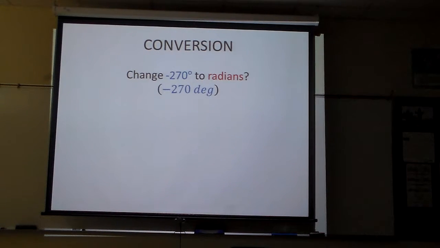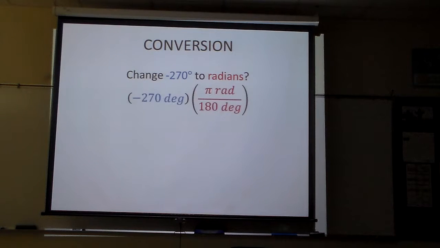And I can do the same thing for negative 270 degrees. Simply multiply it by pi over 180. Degrees cancel. I'll have negative 270 over 180, which, hey, I know this 90 goes in each of those. So it's negative 3 over 2 pi. That's how you convert from degrees to radians. Simply multiply by pi over 180.